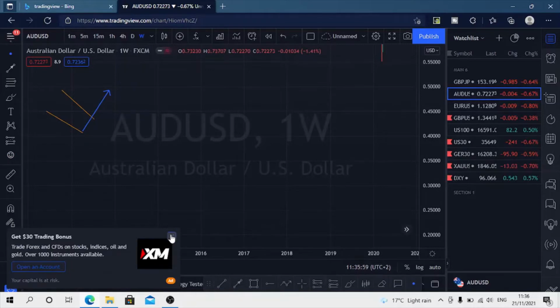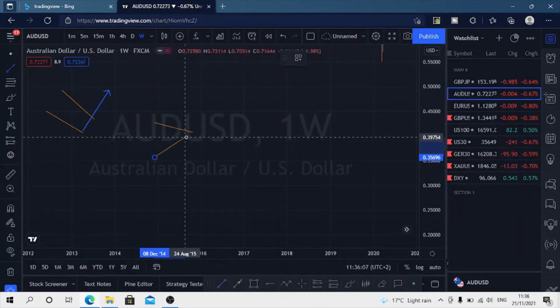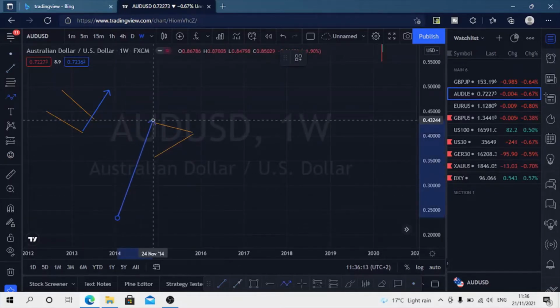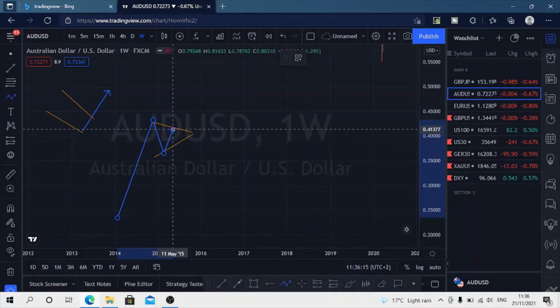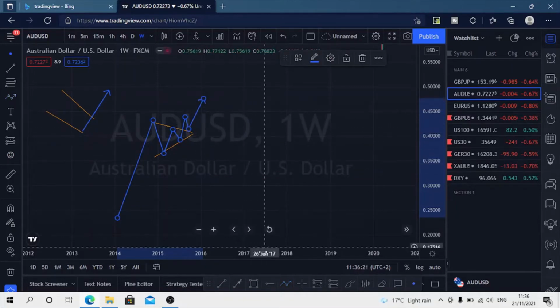And then you also get your pennants. This is market structure that looks like this. It looks like a triangle, but it's in an ascending position, where this thing happens right here. You look for things like that. That's another market structure that you have to look into.